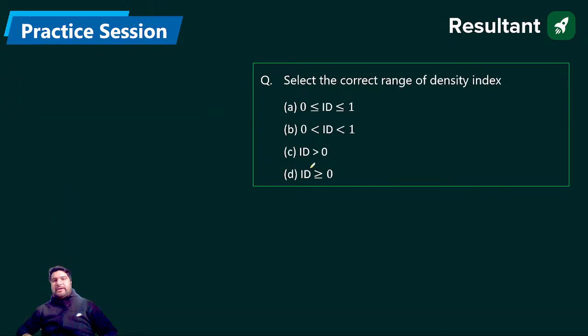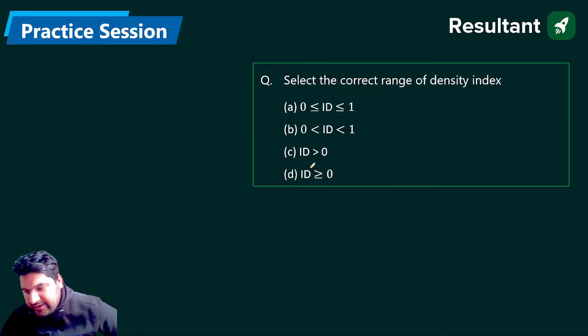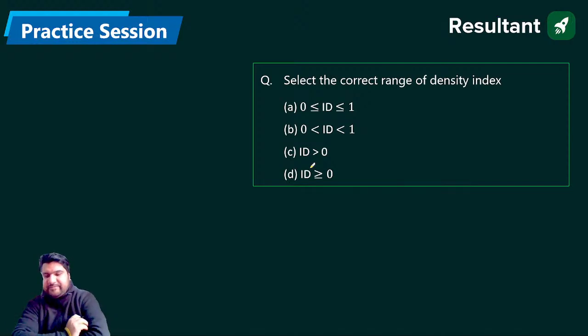Next question. Quickly mark down the next question. It's a very important session for you. Select the correct range of the density index. We define the density index, and I'll write down the definition also. Harshita is saying B is the answer. Arnav is saying A is the answer. Anyone else in the class?